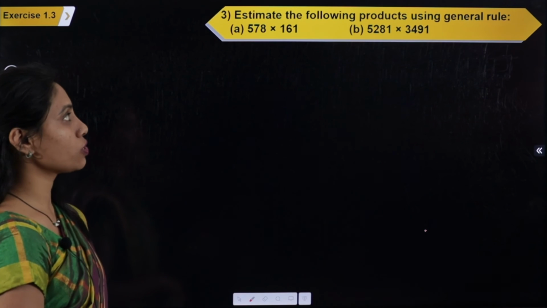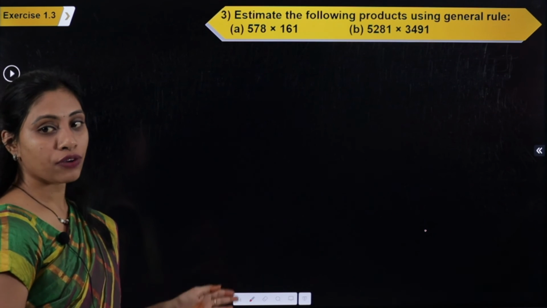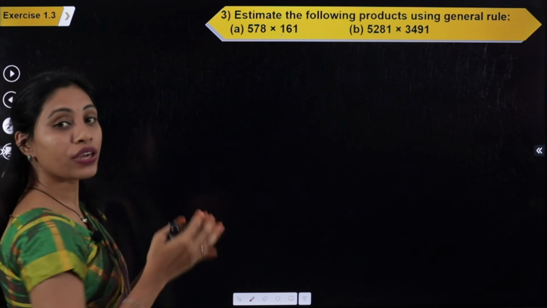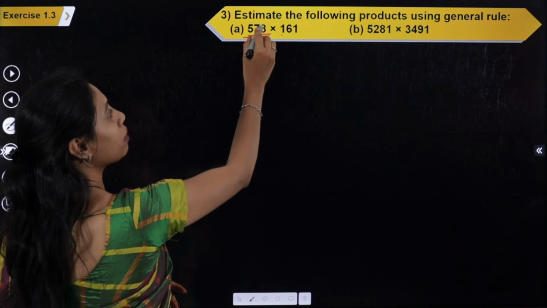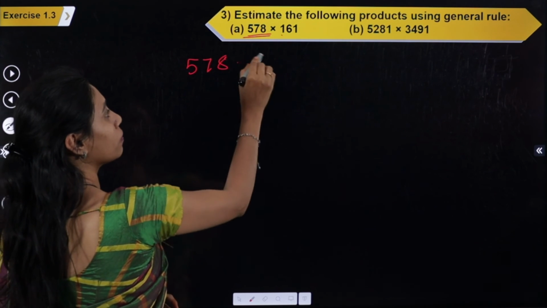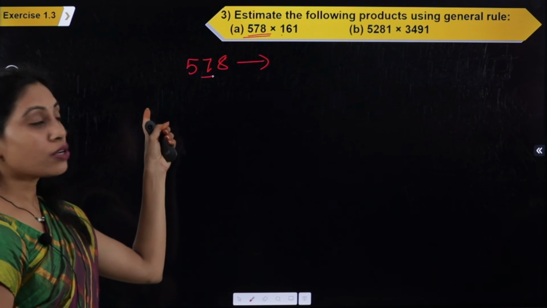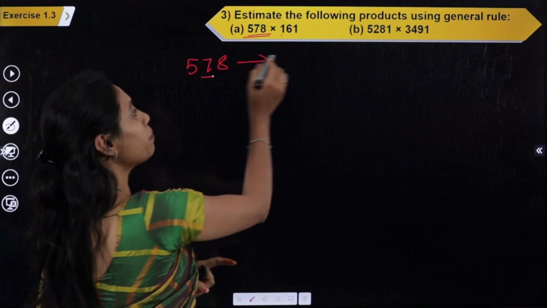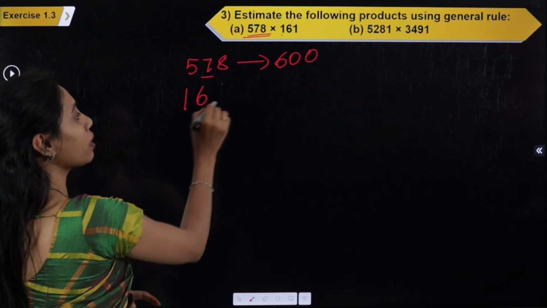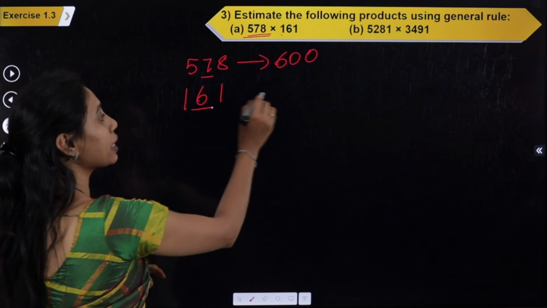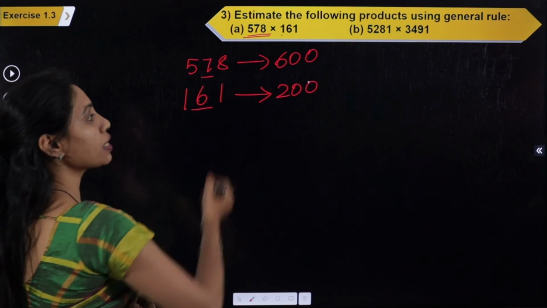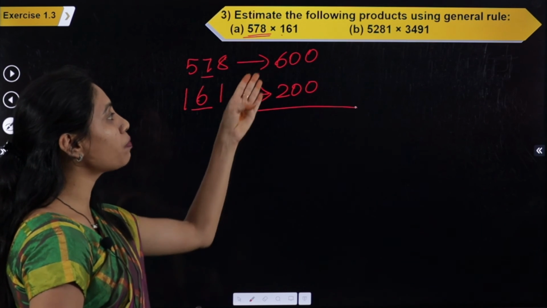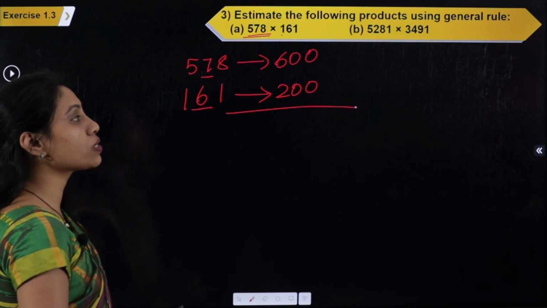Now let us move on to another question. Estimate the following products using the given rule. So the first question is 578 and 161. We have to use the general rule. So 578 can be rounded off as, we have to round off to the nearest 100. So underline the tens digit, 7 is the tens place. 7 is greater than 5, so it becomes 600. Similarly, if we round off 161, when we underline the tens place, this becomes 200 because 6 is greater than 5. Now if we find the product, when you have zeros, we will just multiply the numbers, then add the number of zeros that are at the end.